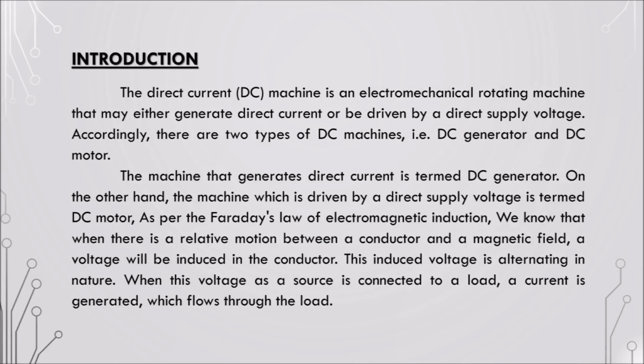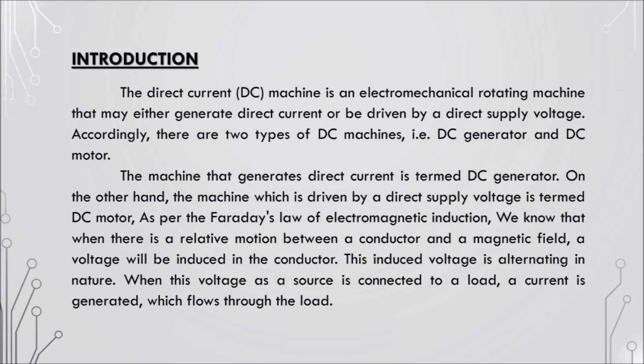So long as the introduction of the DC machine is concerned, the DC (direct current) machine is an electromechanical rotating machine that may either generate direct current or be driven by a direct supply voltage. In other words, the DC machine may be defined as an electric machine which converts either mechanical energy into electrical energy or electrical energy into mechanical energy.